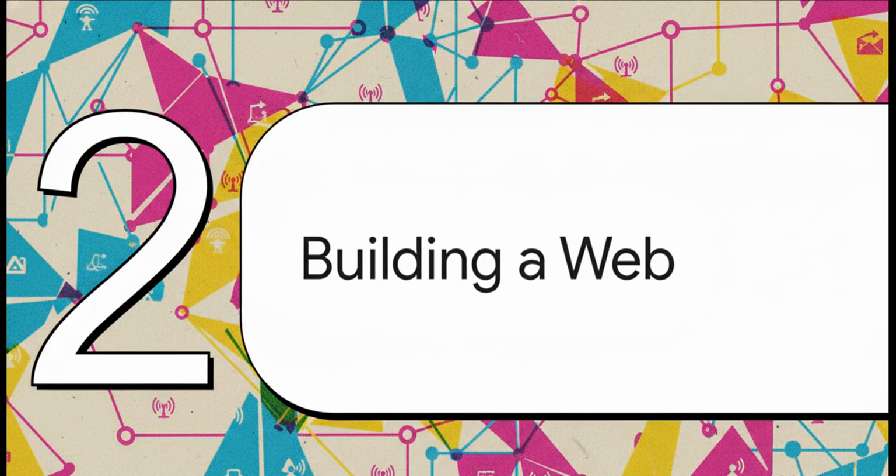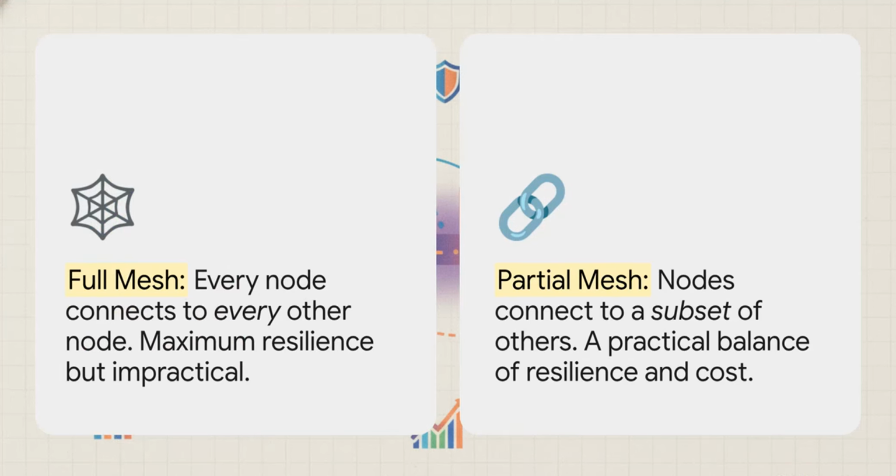Okay, so how do you actually go about building one of these webs? Turns out there are really two main flavors, two different ways to design them. Let's take a look. On one side, you've got what's called a full mesh. Now, this is the perfectionist's dream. Every single device is connected directly to every other device. You get the absolute maximum resilience, but let's be honest, it's wildly impractical. That's why in the real world, we almost always use a partial mesh. It finds that perfect practical balance, giving you tons of backup paths without the insane cost and complexity.